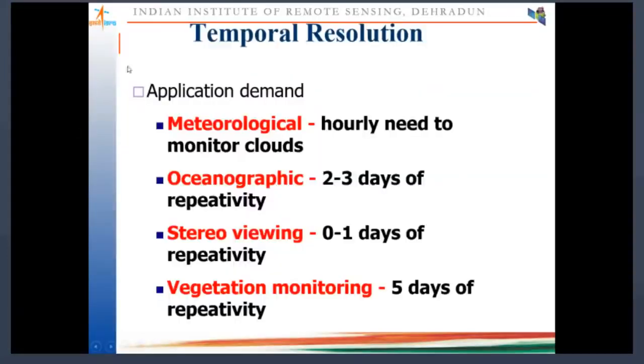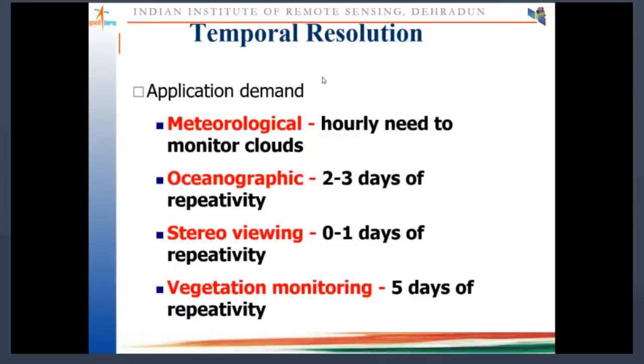Okay, so now coming to temporal resolution. As I said, how frequently you can visit the area determines your temporal resolution. If I can revisit the area very quickly, or in shorter spans of time, the temporal resolution of my sensor is higher. So again, it depends on what type of applications you are looking at.